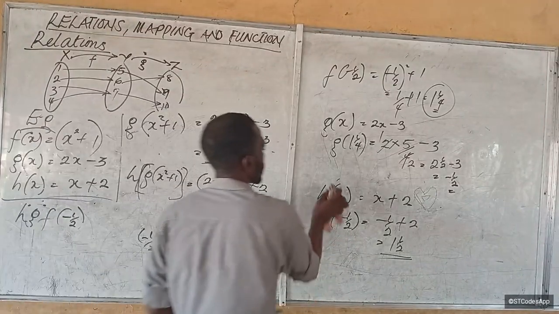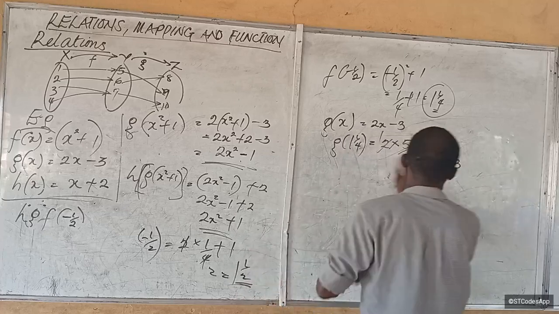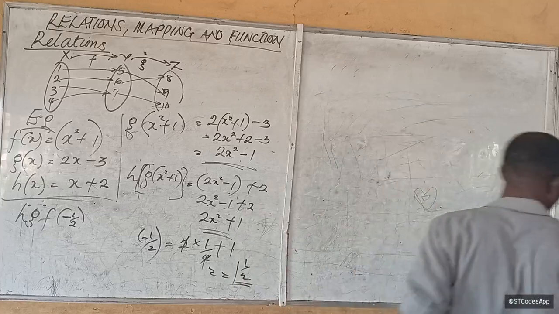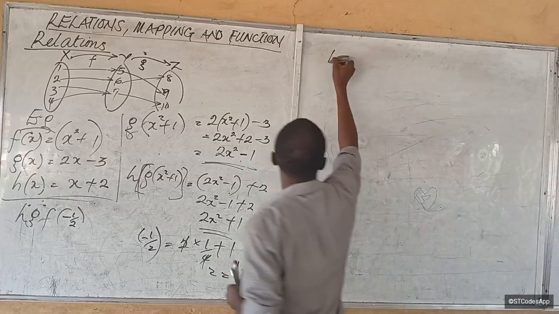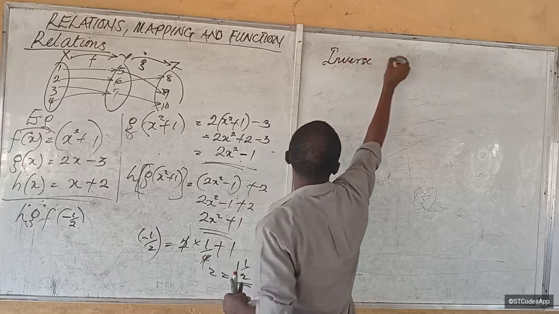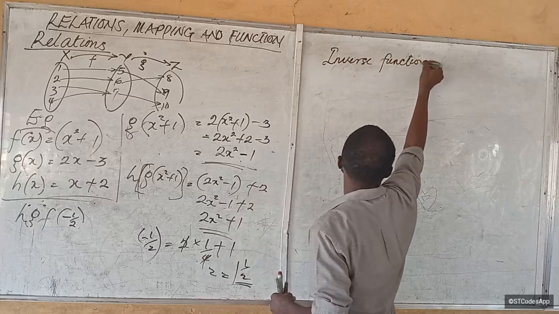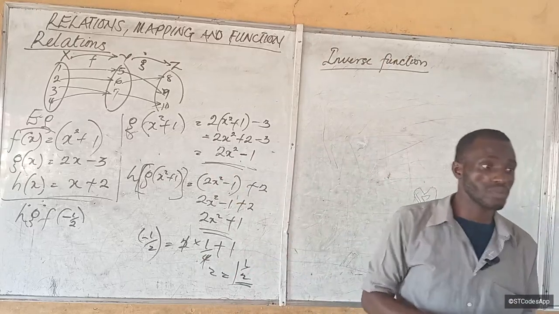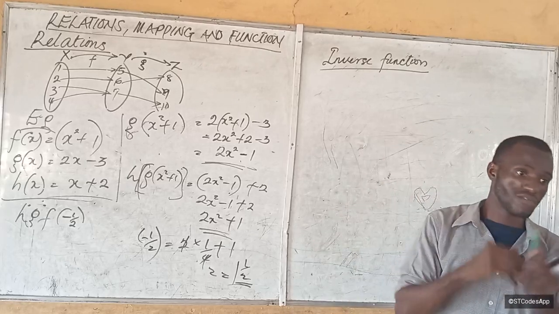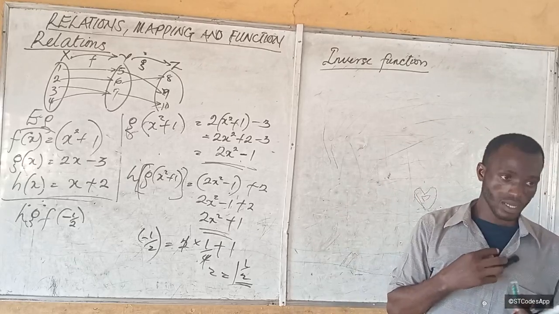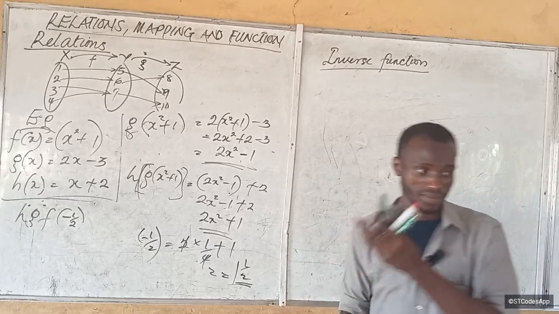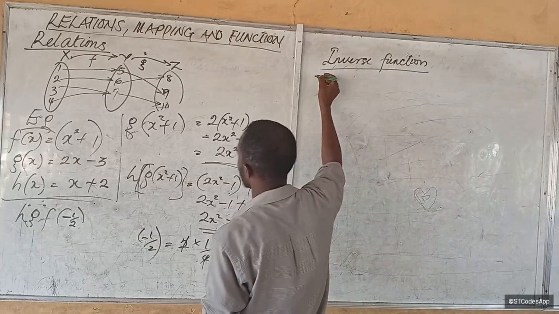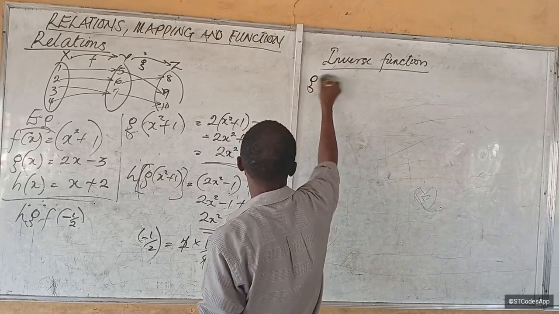Okay. So now let's go to the inverse function. So we're still going to maintain those functions. Now what's an inverse function? An inverse function is simply what? A reverse function. Okay, so for example, if we have g of x, let me start with a simple one.